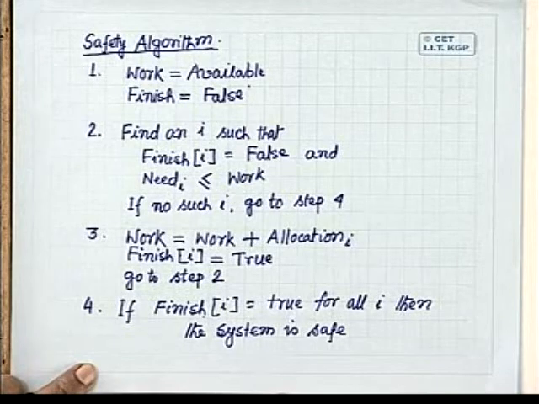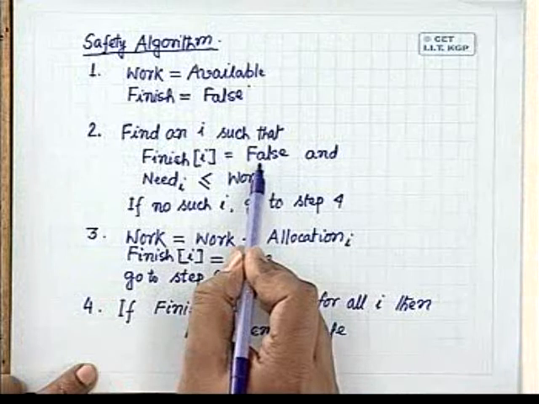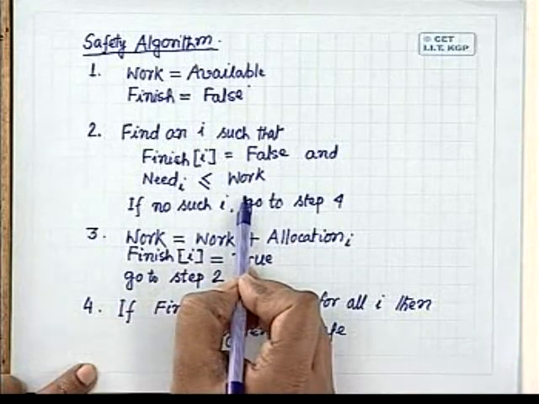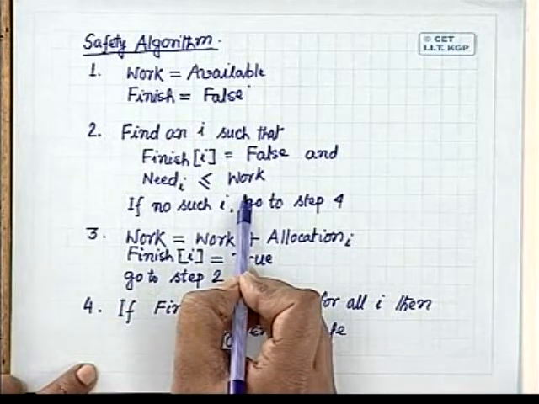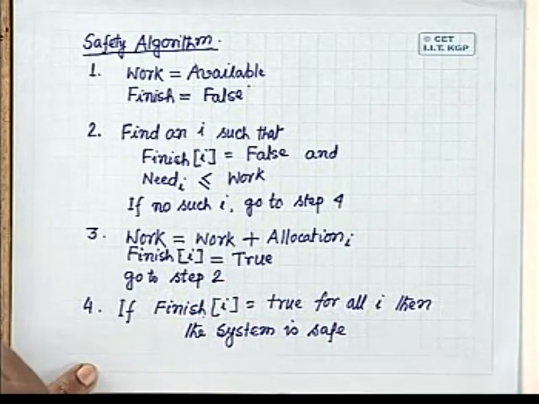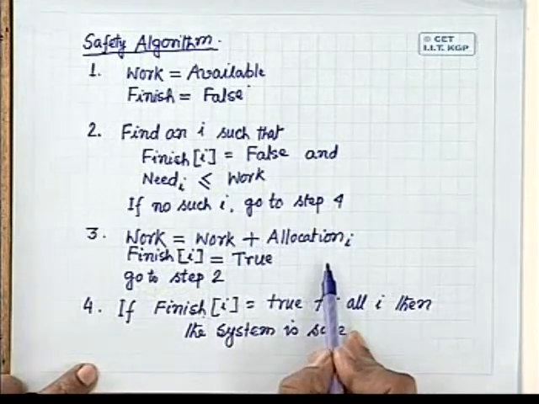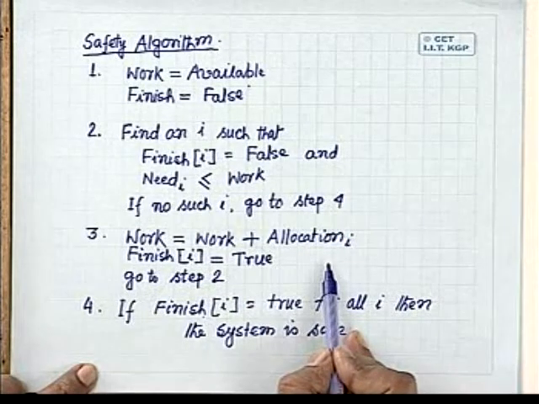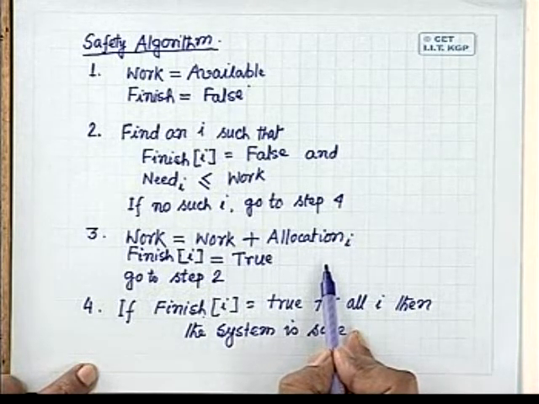So what is this work equals work plus allocation? What are those allocated resources? The resources allocated to process Pi, the ith process for which we find that finish[i] was false and need[i] less than work. So where are we allocating the resources? This allocation has been made before coming to this algorithm. The previous allocation.